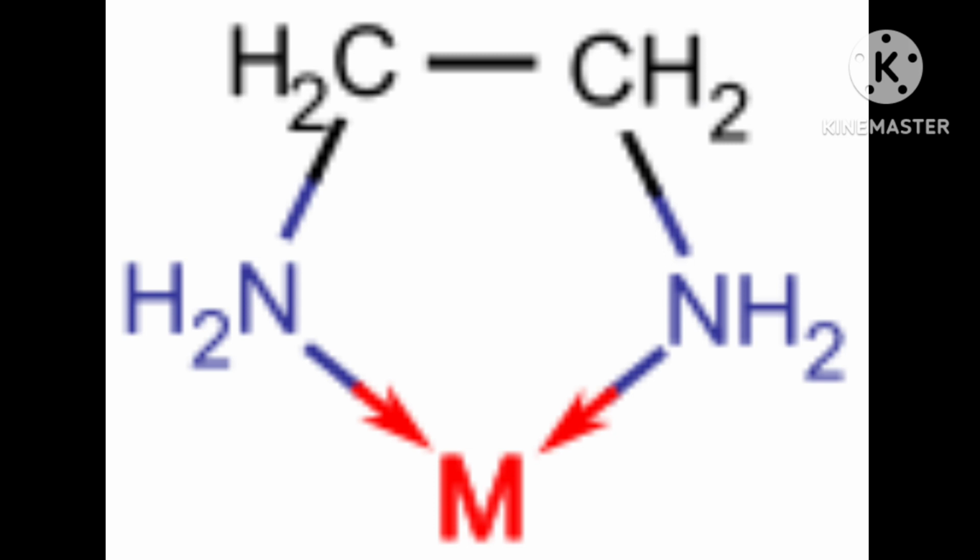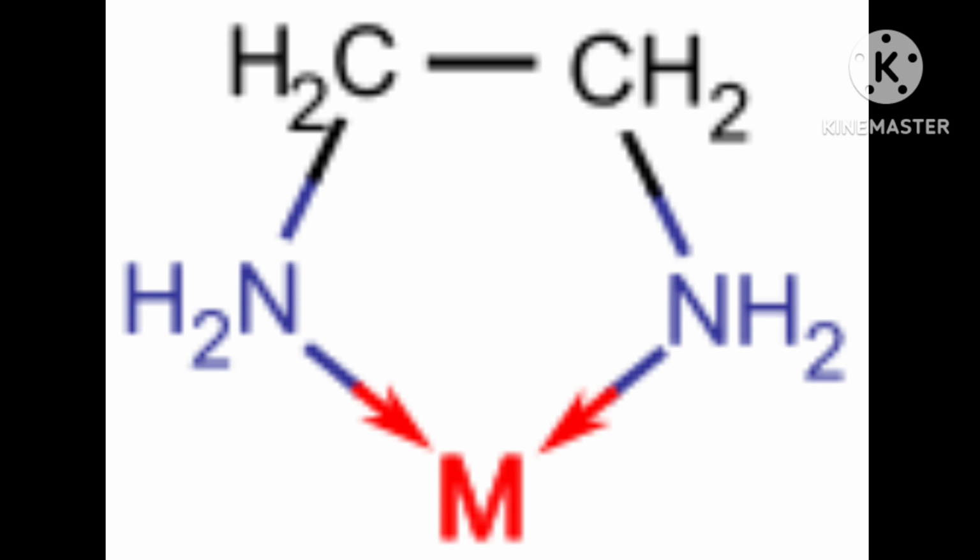The coordination number of a metal ion in a complex can be defined as the number of ligand donor atoms to which the metal is directly bonded. For example, in the complex ion PtCl6 2 minus, 6 chlorine atoms are joined with platinum. In Ni(NH3)4 2 plus, 4 ammonia molecules are joined with nickel. The coordination numbers of platinum and nickel are 6 and 4 respectively.